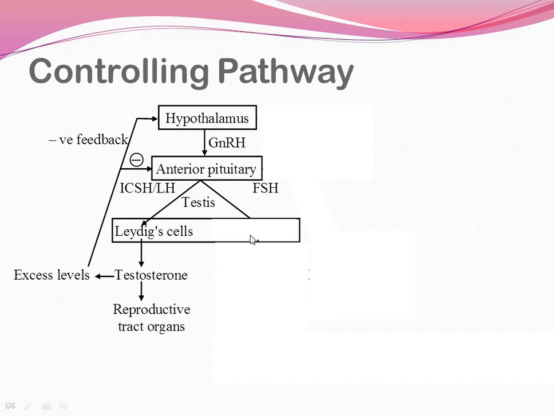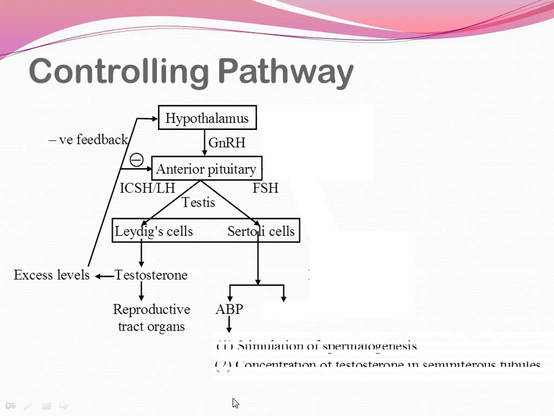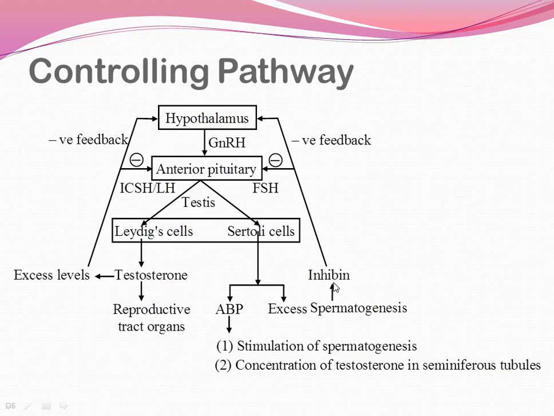Similarly, FSH acts on the Sertoli cells. Sertoli cells release two hormones. One is androgen binding protein, which helps spermatogenesis by concentrating testosterone in the seminiferous tubules. And lastly, when there is excessive spermatogenesis, it stimulates the release of inhibin from the Sertoli cells, which gives a negative feedback message to the anterior pituitary and hypothalamus. This is the best way I can summarize the action of all male reproductive hormones. So with this I have completed my lecture.